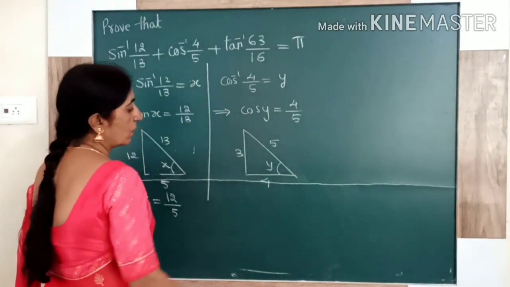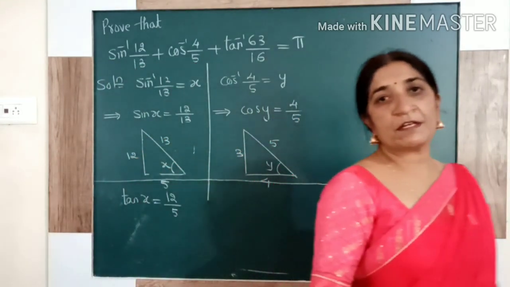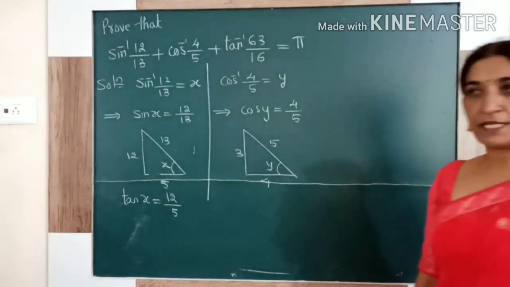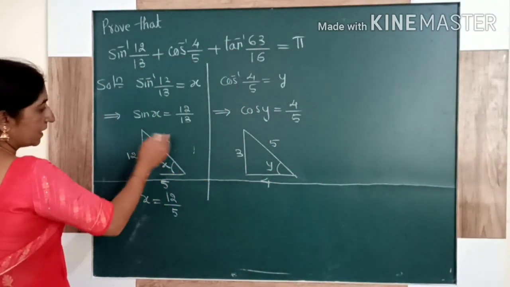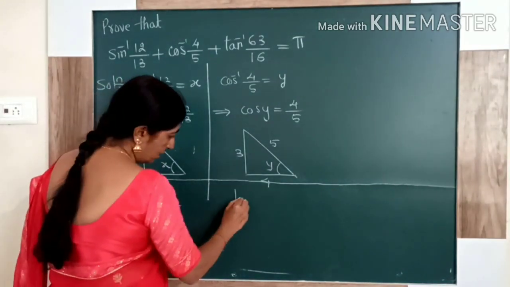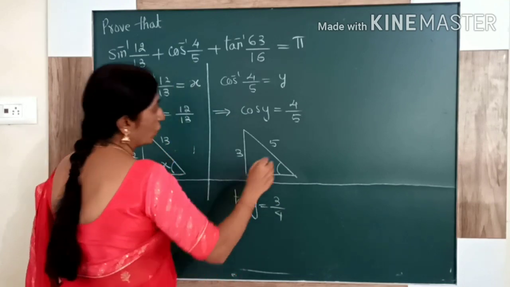Opposite is 3 because 3, 4, 5 is a triplet. You have to remember minimum 10 triplets for second year for your theory as well as CET. If you know the triplets, directly you can write the values. Then tan y is 3 by 4.